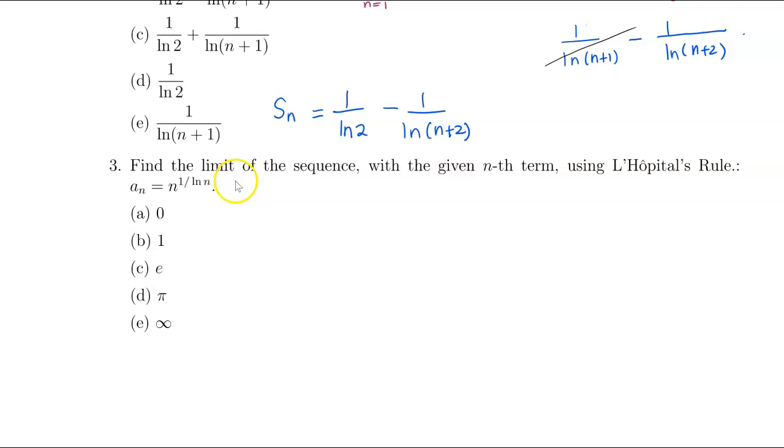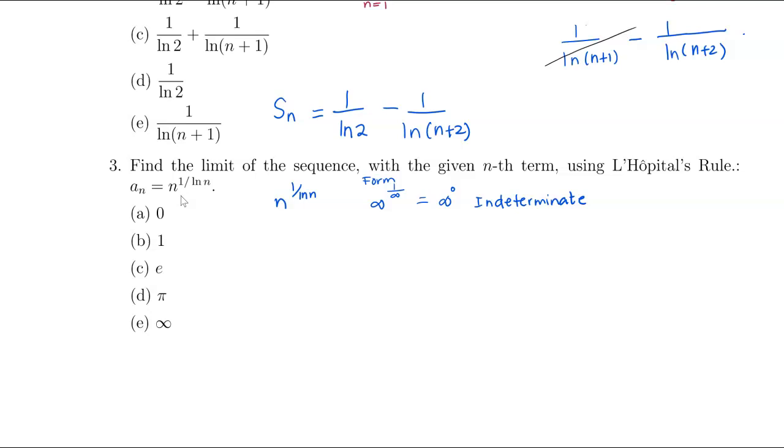All right, so let's go ahead and find the limit of A sub n here. And notice that this n to the 1 over ln n is actually an indeterminate form. This is of the form infinity to the power 1 over infinity, and 1 over infinity approaches 0. So that is of the form infinity to the 0, which is indeterminate.